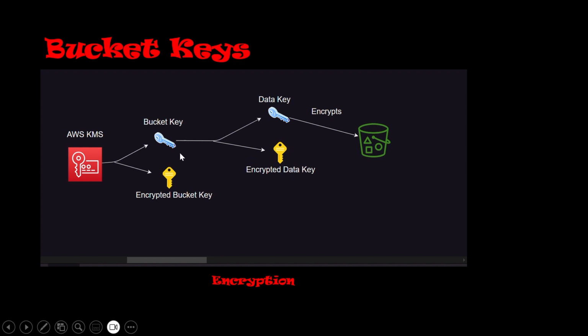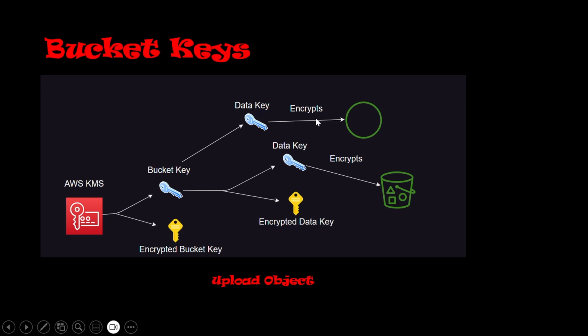When a new object is uploaded to S3, this bucket key generates a new data key, encrypts the object, and stores the encrypted data key. And this process repeats.